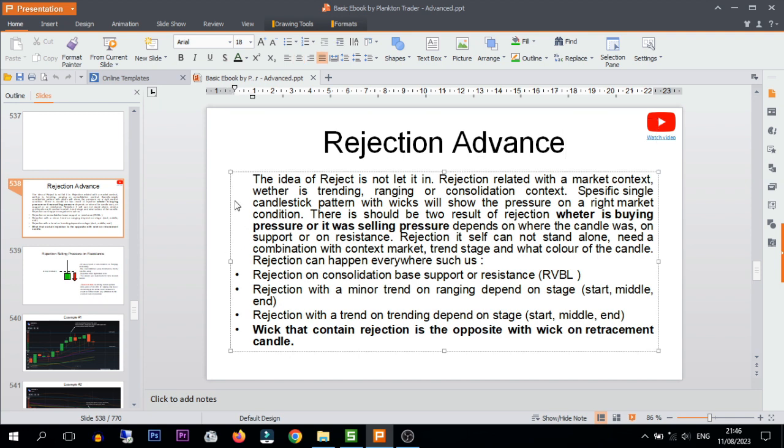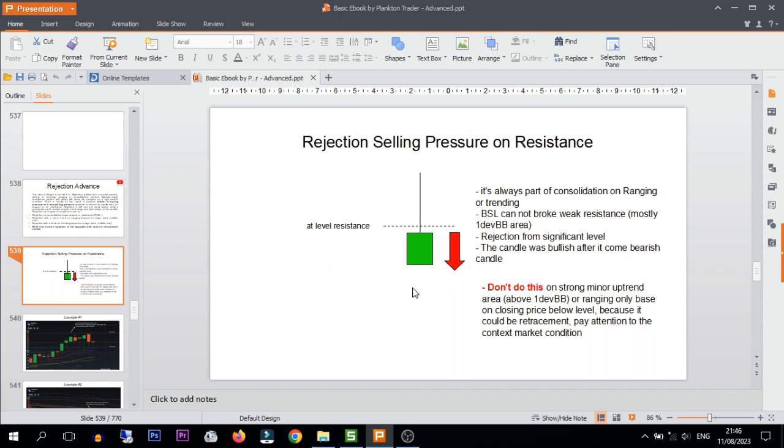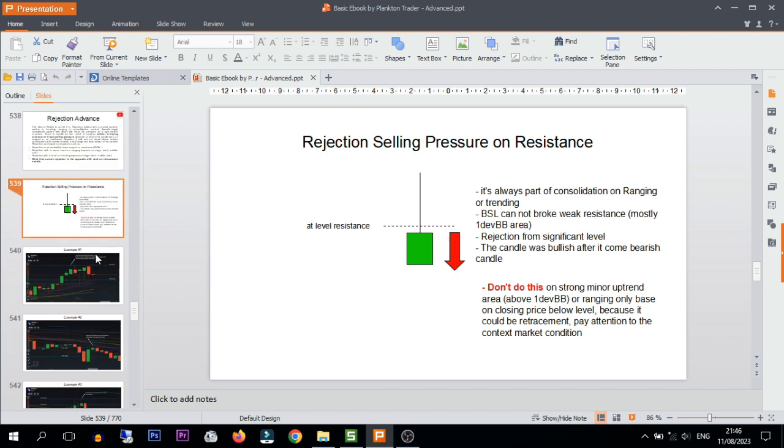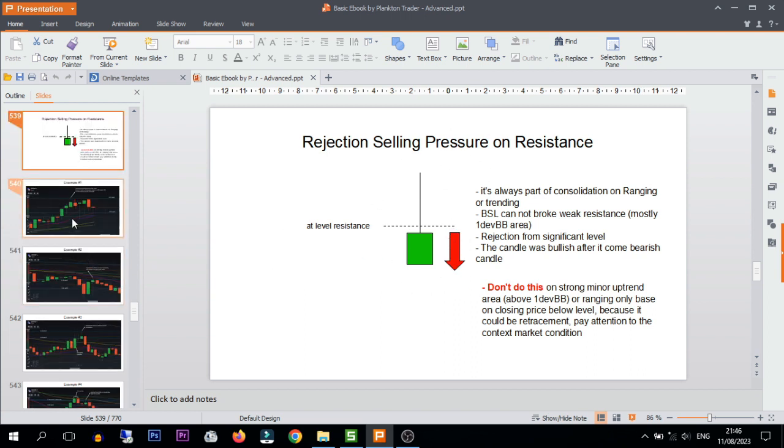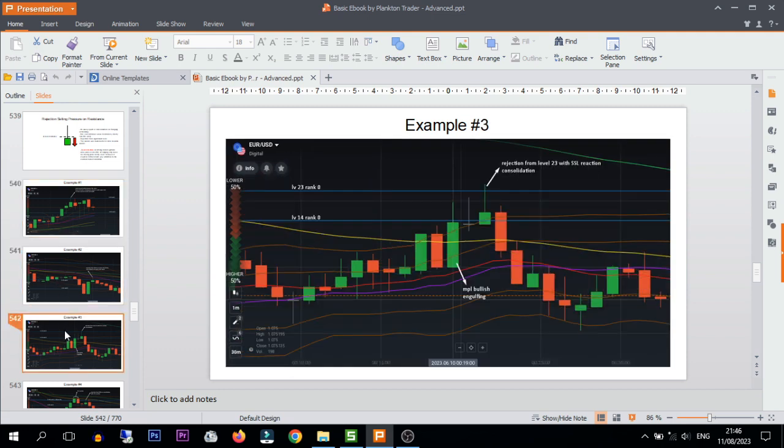Okay, you probably heard about this. This is the idea and this is the illustration. Okay, what do you mean by reject? Reject means denying something entry. That means if the bullish inverted hammer happens, the rejection means a reversal, which has to happen on consolidation. Okay, look at this example.